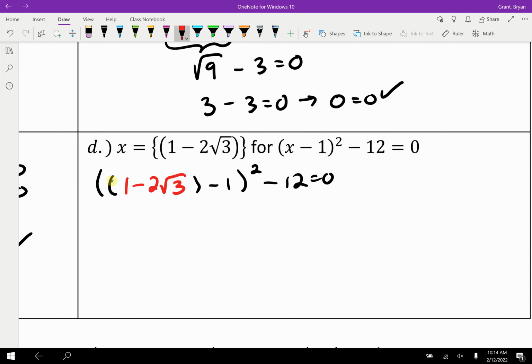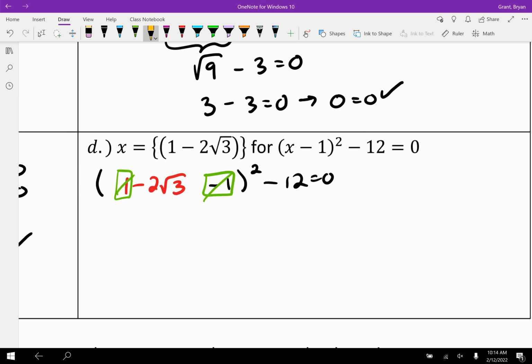Well, the first thing I see is that there's nothing actually outside this first set of parentheses. I don't even think we need that set of parentheses, so I'm going to drop those. Then, let's combine like terms. I see a positive 1 and a minus 1, so I think those two cancel. Alright, well, now all we're left with is negative 2 square roots of 3 squared.